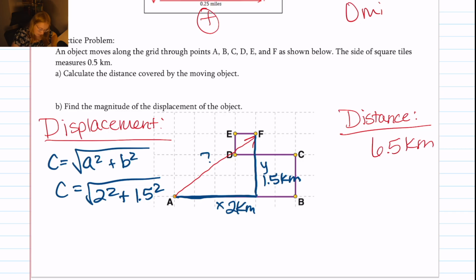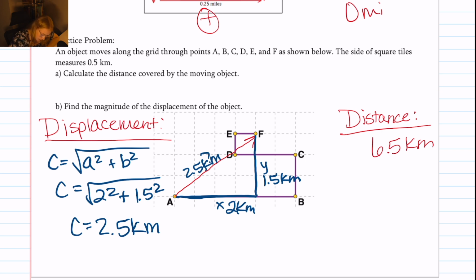Okay, then you get 2.5 for that total side. So he did travel 2.5 kilometers. That was his displacement, but I need to give a direction with that, right? We changed position by 2.5 kilometers, but what direction did we change that position? If it's asking for direction in physics, that's really asking for the angle.